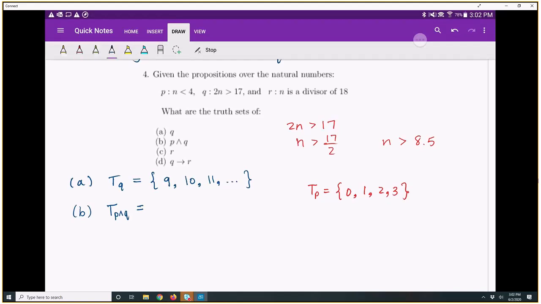So I need an element that will satisfy P, meaning a natural number less than 4, and will satisfy 2n greater than 17. And we know from the lesson that any such element will be in the intersection of the truth set of P and the truth set of Q. But we can clearly see that these two sets are disjoint, or they have no intersection. So the truth set of P and Q in this case is the empty set.